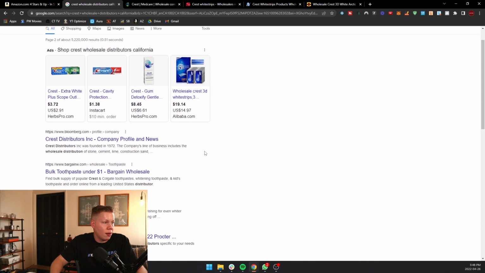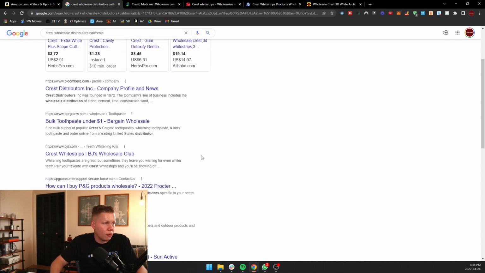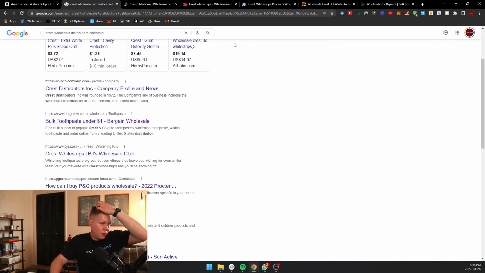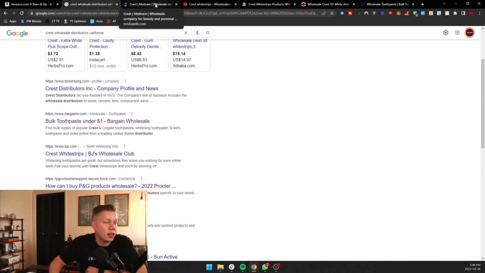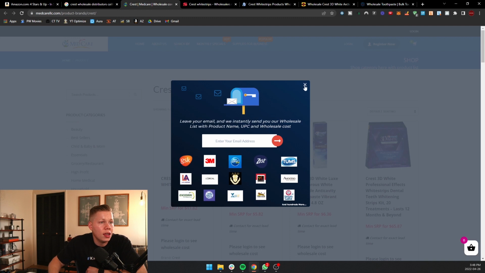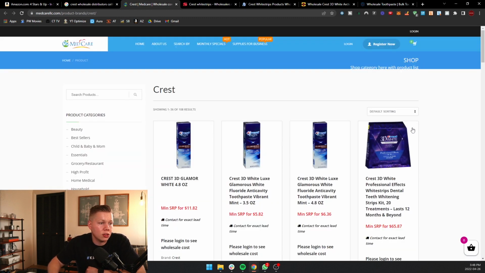I'll see if we can grab another one or two. Bloomberg. So this is obviously like a directory of some sort, but we can see wholesale distribution of stone, cement, and lime. So that's different than what we're looking for. Distributor, bulk toothpaste under $1 maybe. Cool. So we have quite a few different suppliers open here. And so we're going to take a look at them, right? We do this for every brand we want to take a look at.